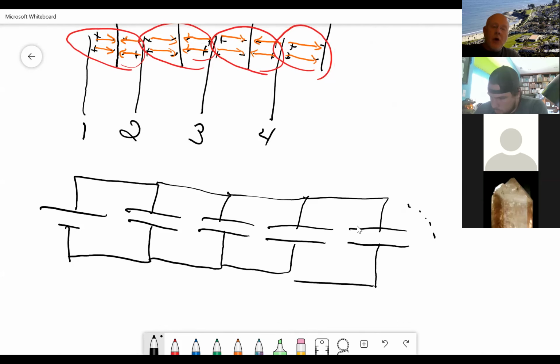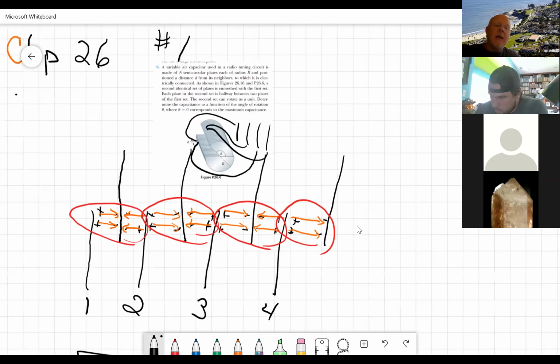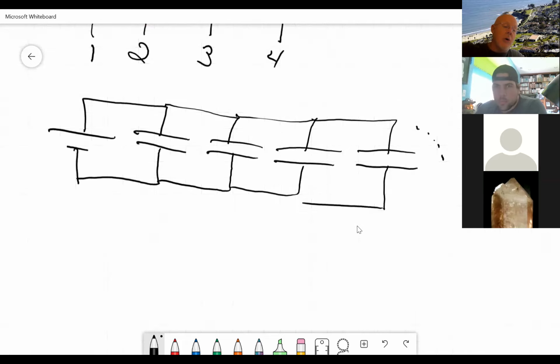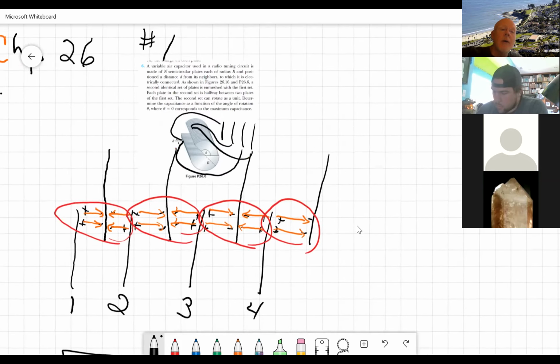So if you go back to the problem, they didn't really tell us how many plates we had. They just said they had N of them. So I would have to say that I have N minus 1 capacitors. That's kind of the first conclusion, and a hard one at that: how many capacitors do you have? And so it's n minus 1.